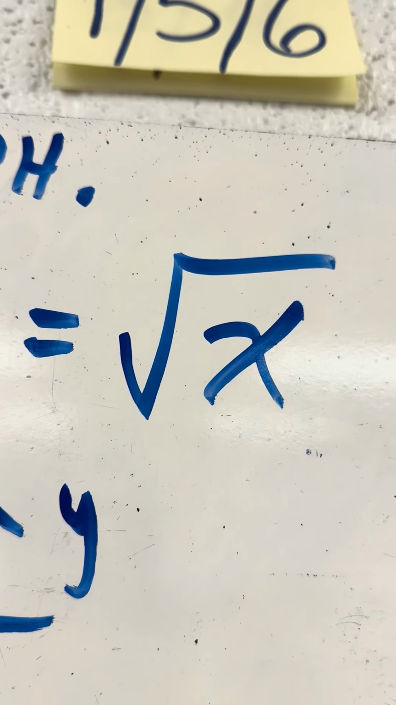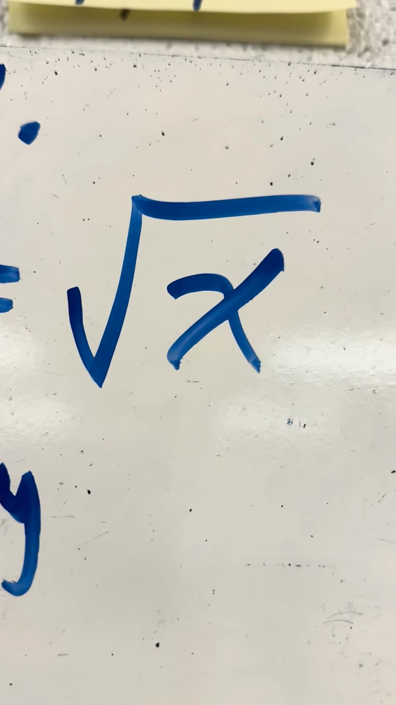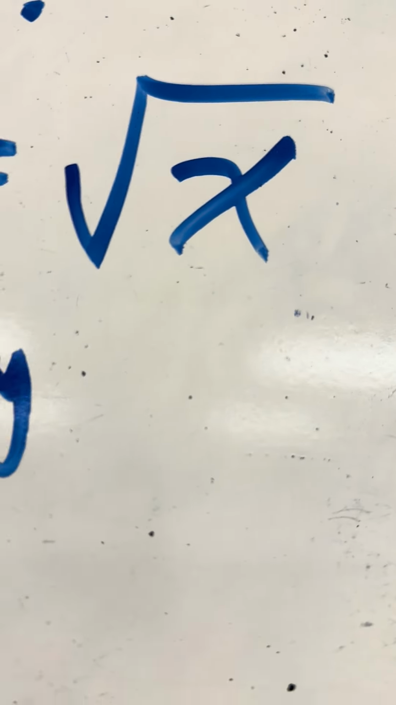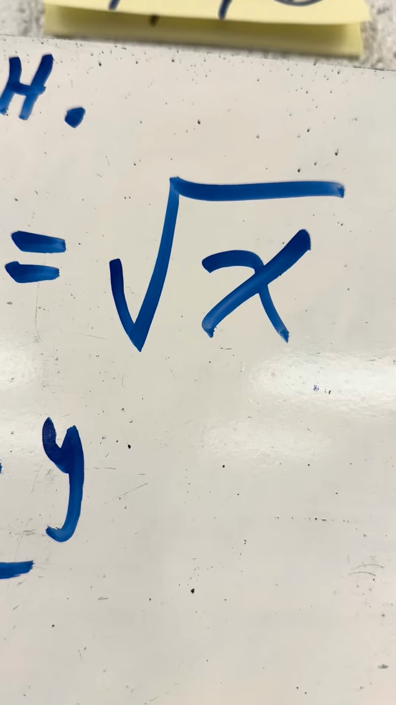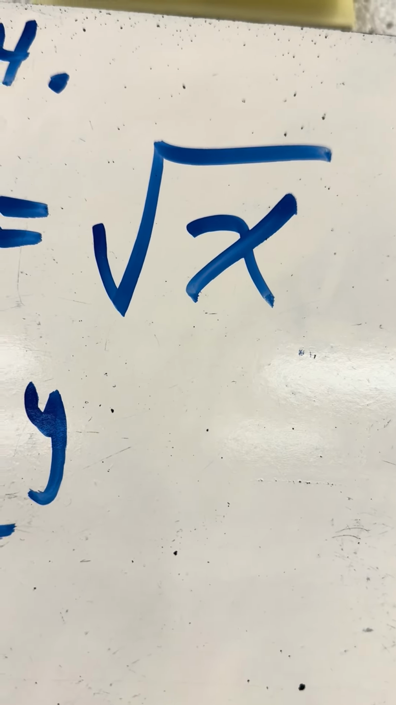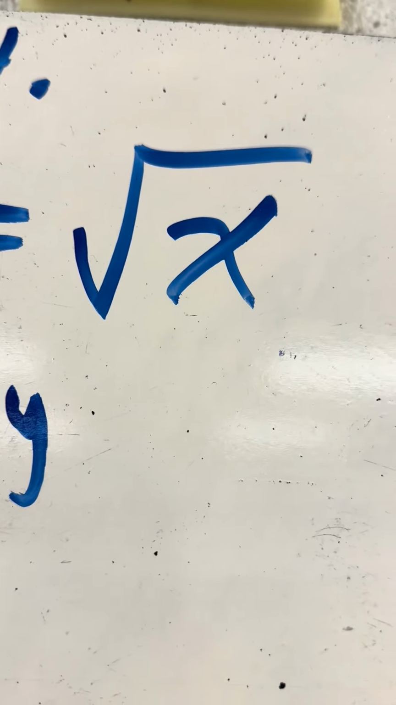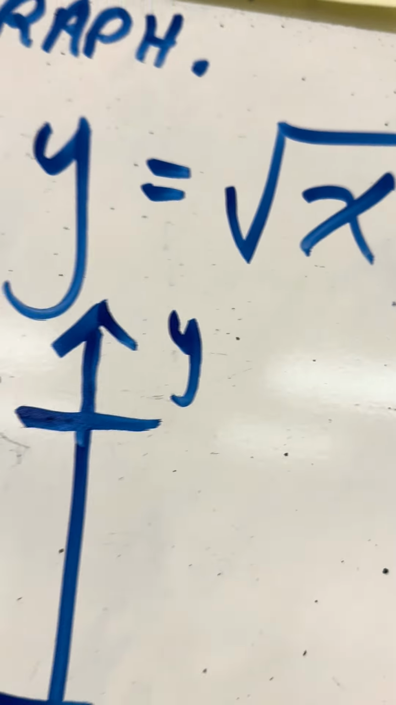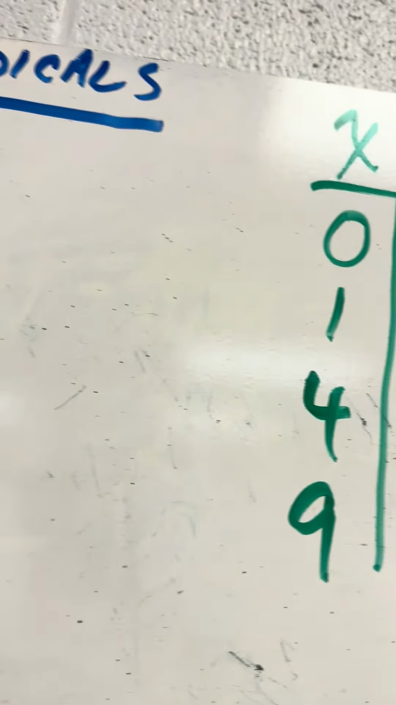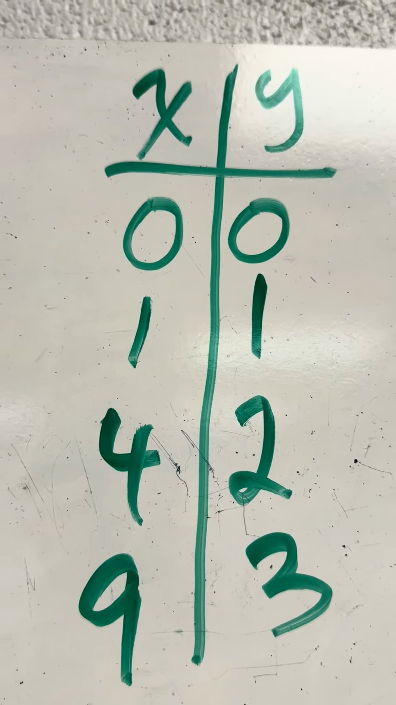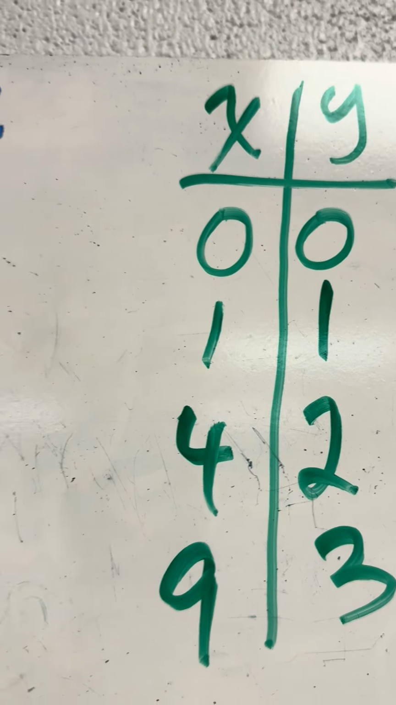After we put in 0 for x, we're going to put in 1 because the square root of 1 is 1. After that, we're going to put in 4 for x because the square root of 4 is 2. After that, we're going to put in 9 for x because the square root of 9 is 3. So my points are going to look like this: (0, 0), (1, 1), (4, 2), and (9, 3).